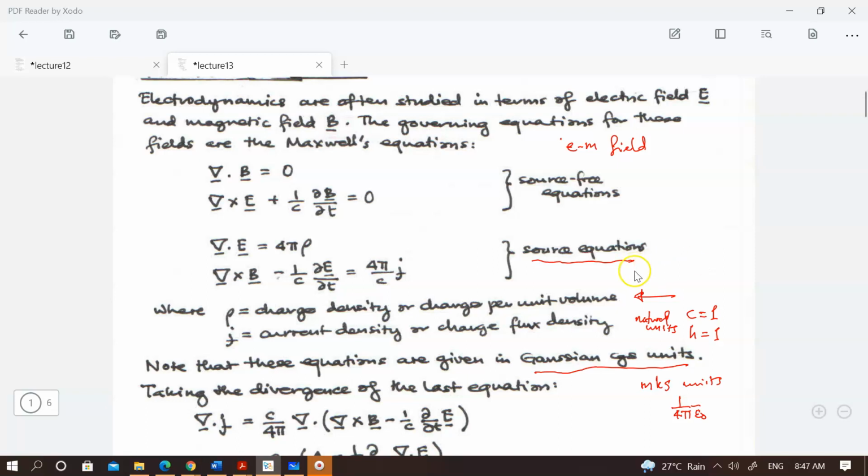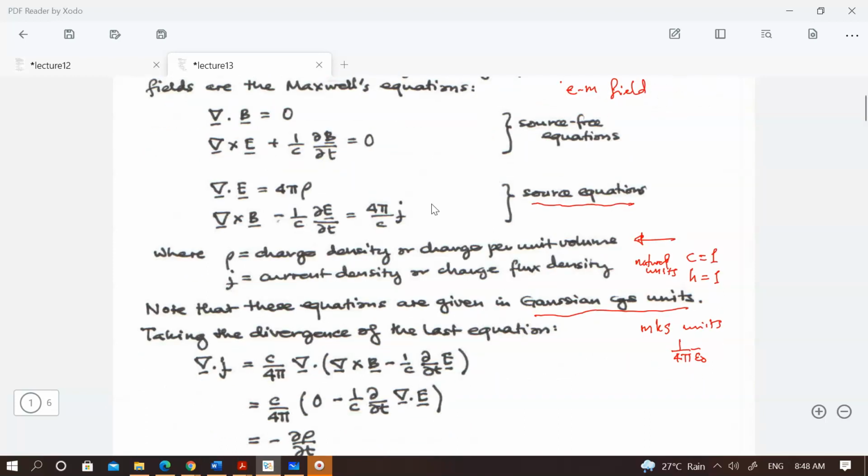But we will not ponder on this too much. We will just stick to the Gaussian CGS units, because then this factor will be replaced by just 1, so that's simpler in a way. In other words, you get all these equations in terms of CGS units. If you want to convert this into MKS units, you might have this factor multiplied somewhere. I'm not going to go into that. You can look it up in some textbook.